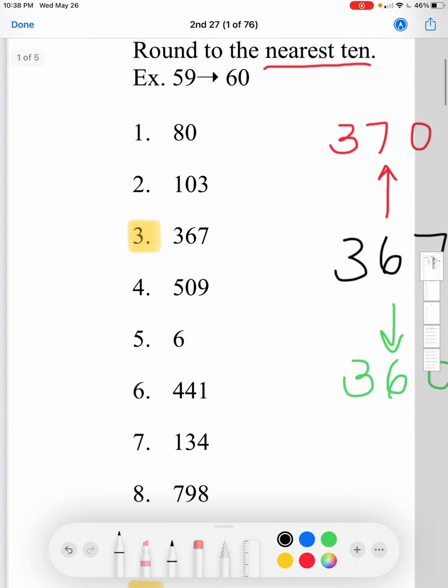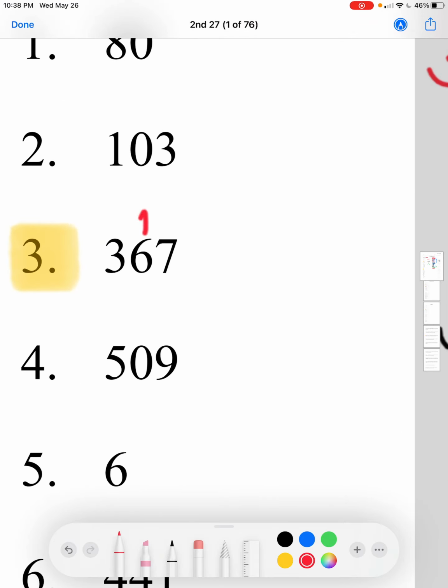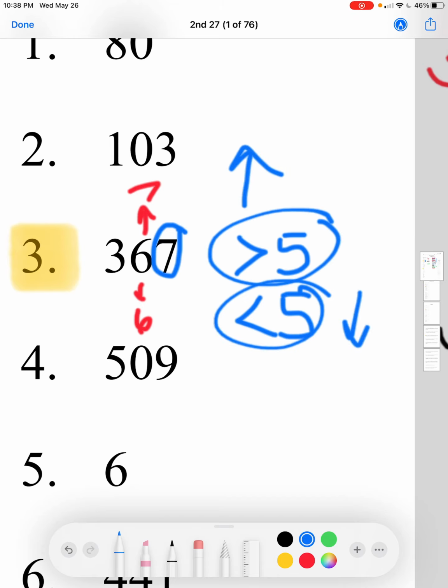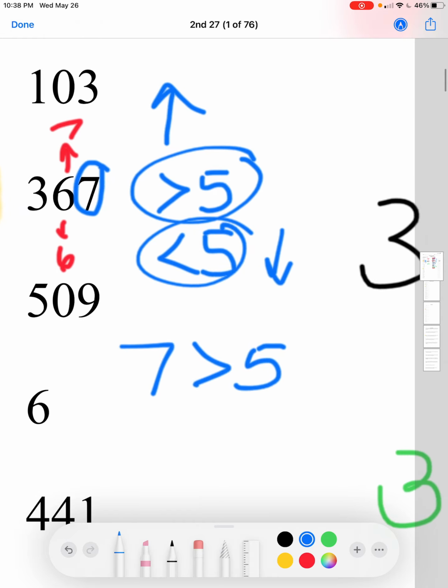So in simpler terms, since we're rounding to the nearest 10, this is either going to go up to a 7 or stay the same at 6. And it depends on whether this number right here is bigger than 5 or less than 5. If it's bigger than 5, then it's going to go up. If it's less than 5, it's going to go down. Since 7 is bigger than 5, the tens place is going to go up. So 367 is going to go up to 370.